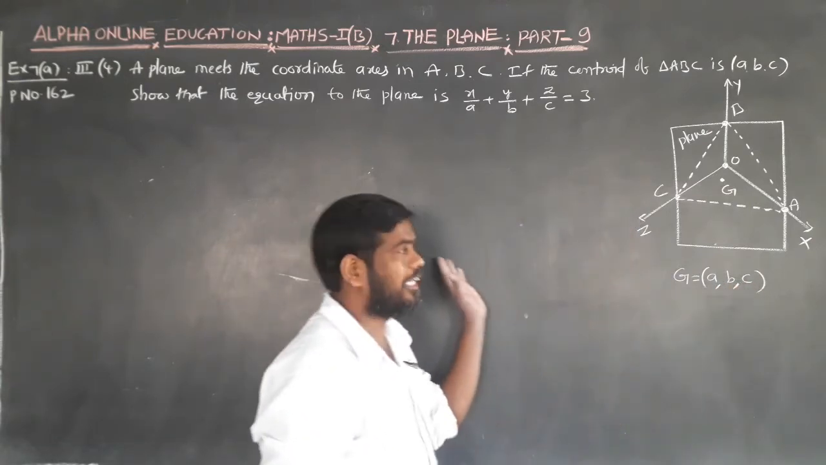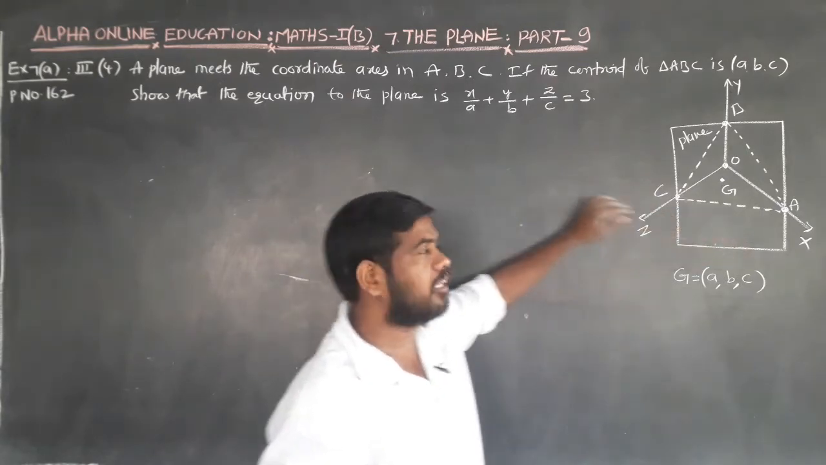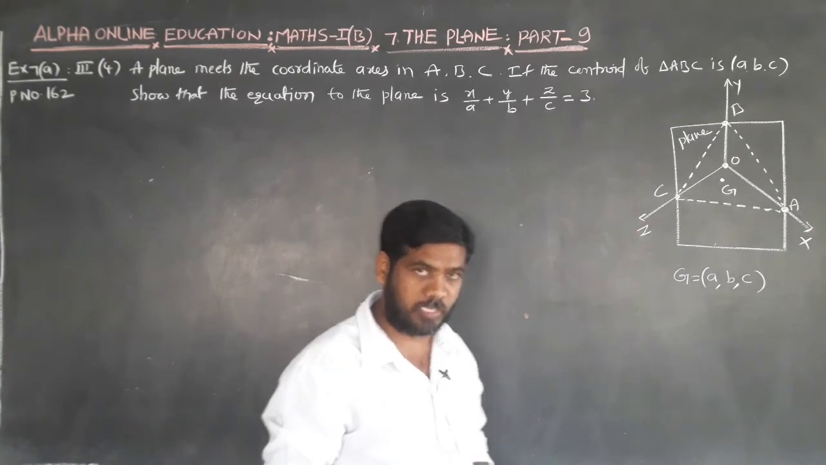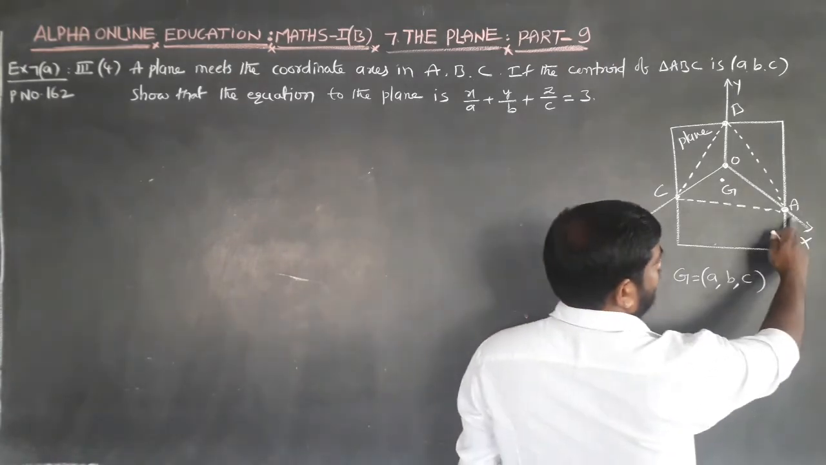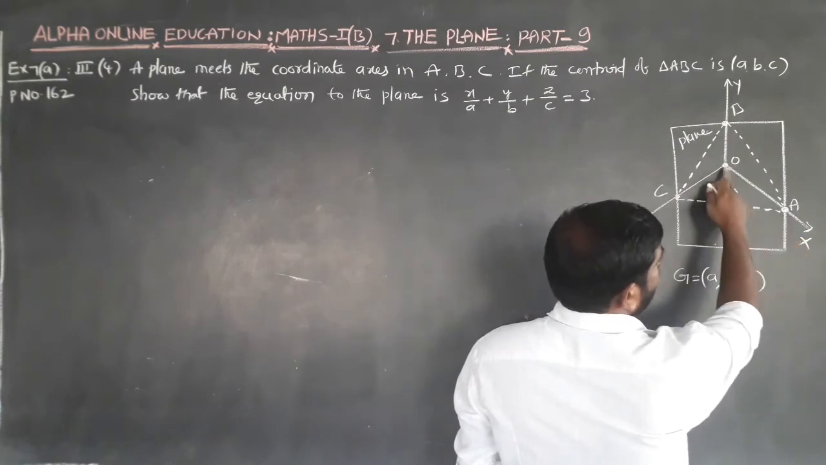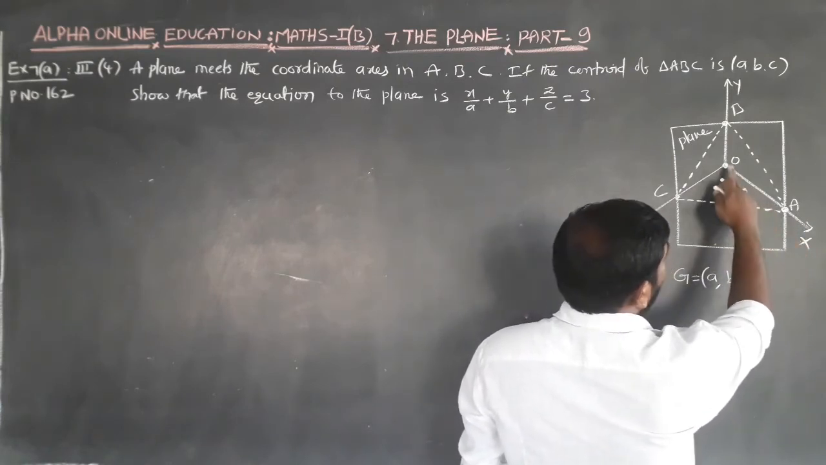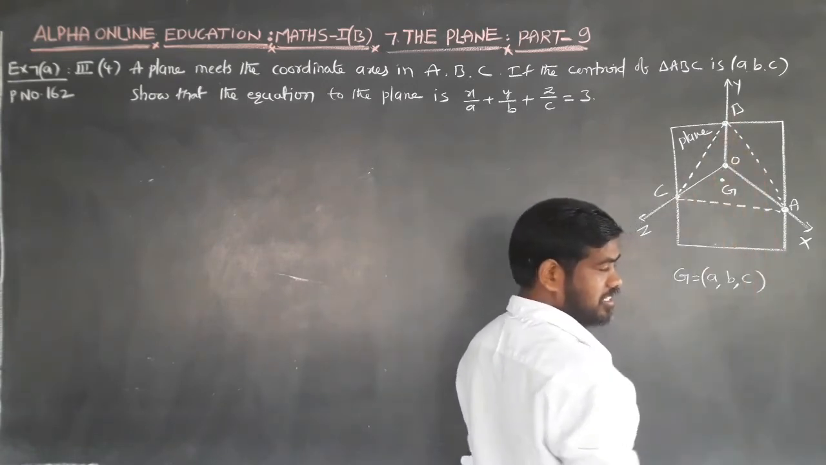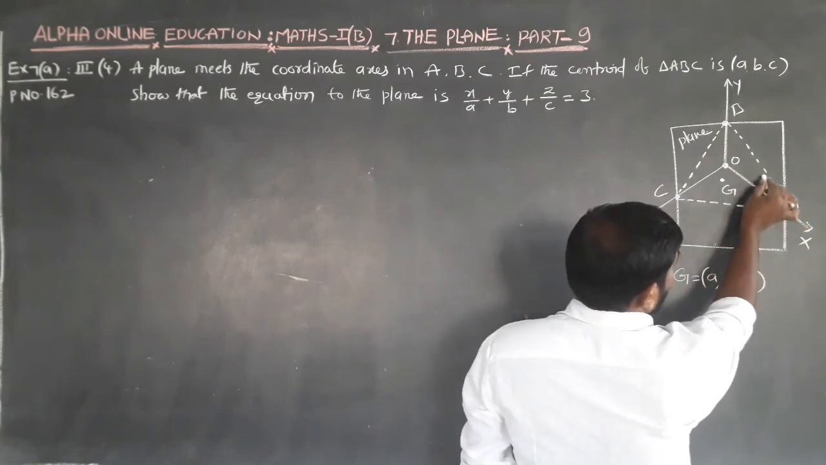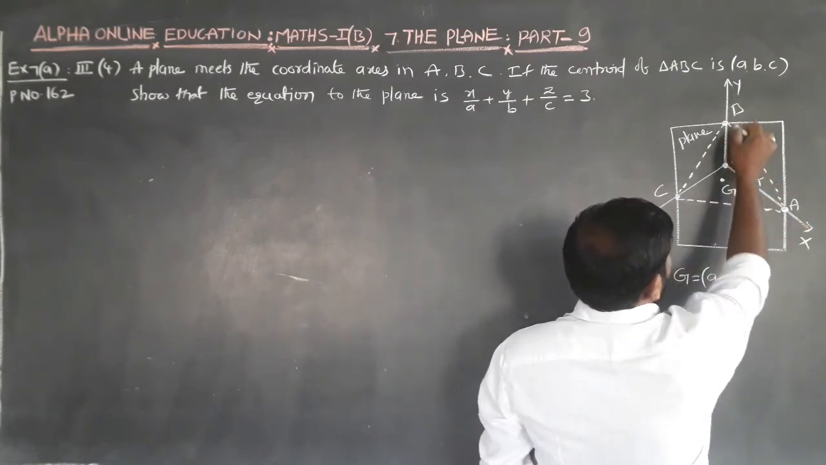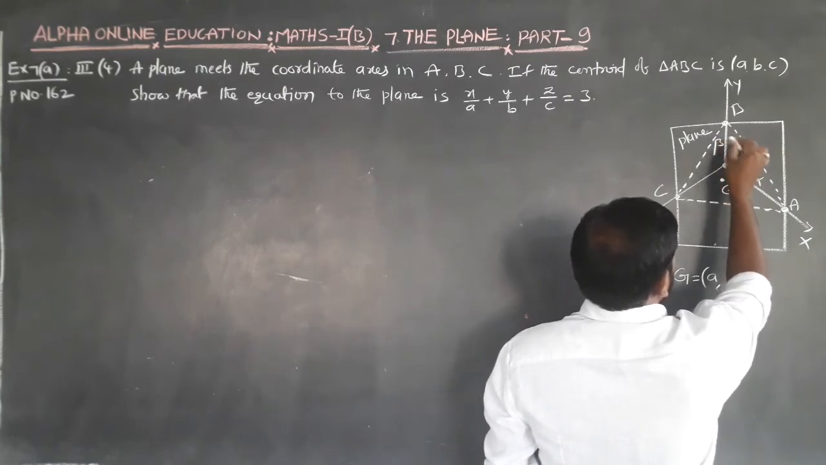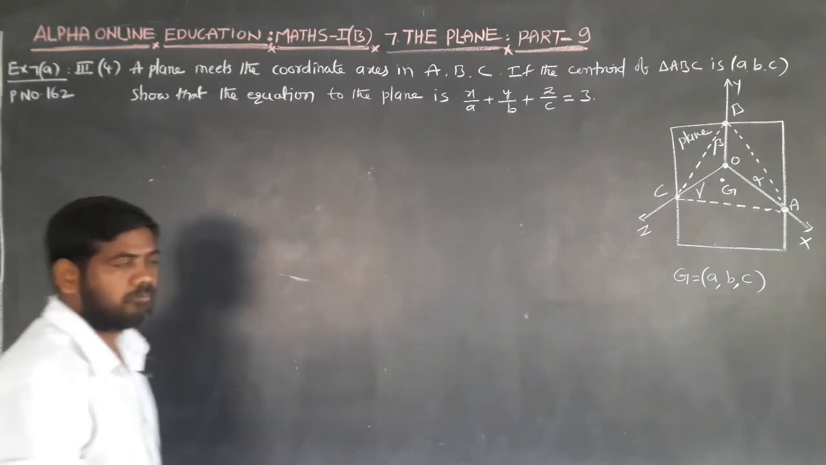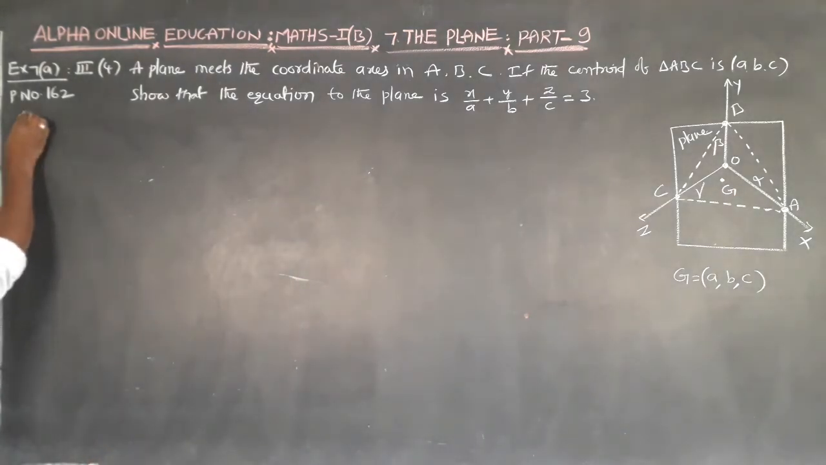Here we show that the equation of the plane is x/a + y/b + z/c = 3. Here a plane meets the x-axis at A, then OA is the x-intercept, OB is the y-intercept, OC is the z-intercept. Here OA is the x-intercept alpha, OB is the y-intercept beta, OC is the z-intercept gamma. So the equation of the plane.